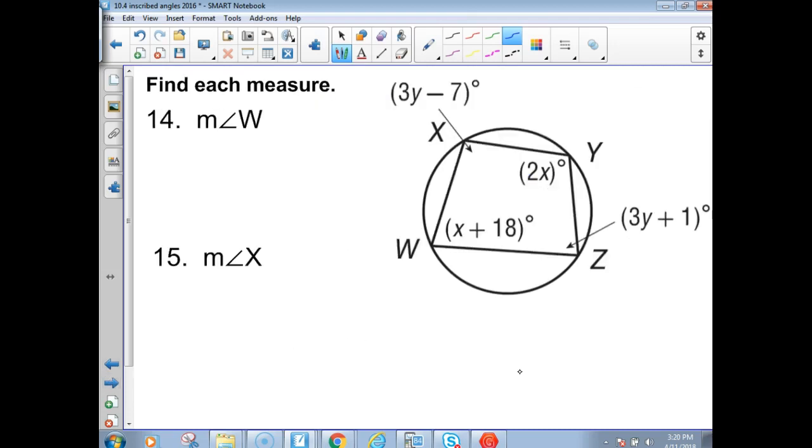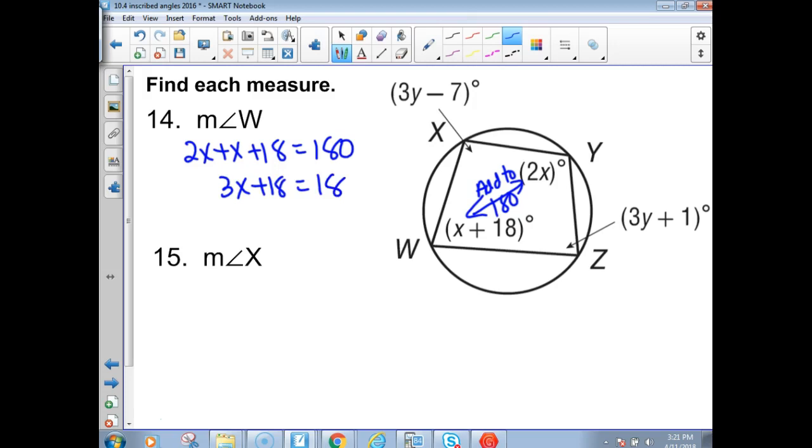All right, next one. This one, though, we have to find x, and we have to find y. All right, so let's get an equation, please, for how to find x. These two add to 180. Okay, you do not set them equal, never. You're going to say they add up to 180. So 2x plus x plus 18 equals 180. 2x and x is 3x. Okay, this is what you need to solve. Continue.